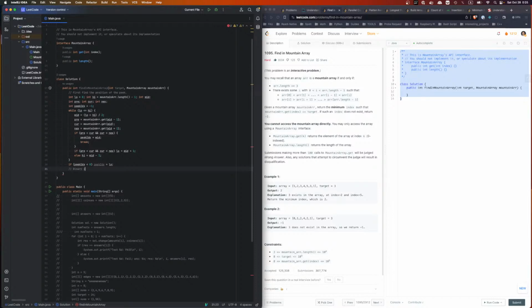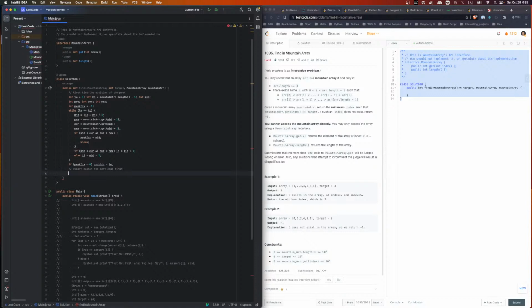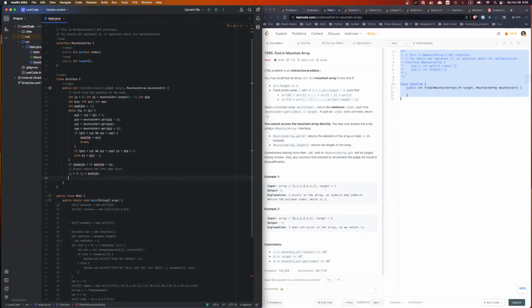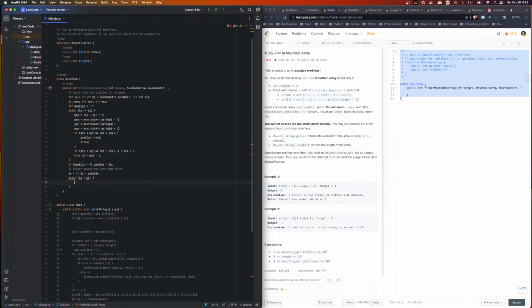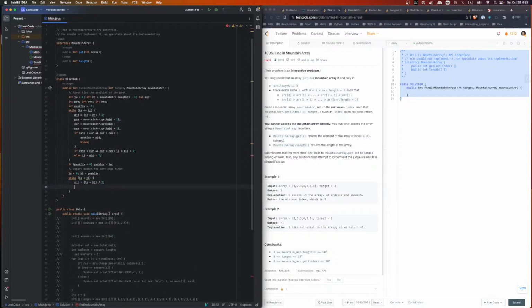Now binary search the left edge first. Okay. Low equal to 0. High equal to peak index. Okay. While low smaller than high, I can do that. Mid equal to low plus high divided by 2. And current equal to this dot get mid.